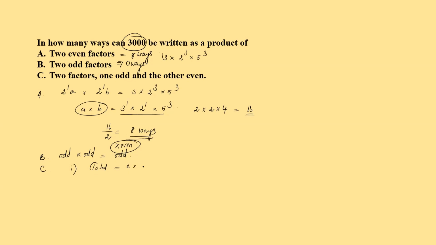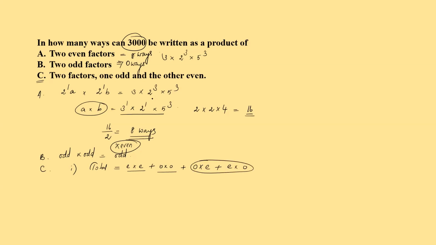even into even plus odd into odd. The number of ways in which it can be written as a product of two even numbers, plus the number of ways in which it can be written as a product of two odd numbers, plus the number of ways in which it can be written as a product of odd into even, plus the number of ways in which it can be written as a product of even into odd. Now, in the third one, they've asked for these two cases together.